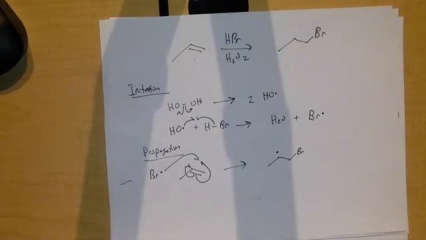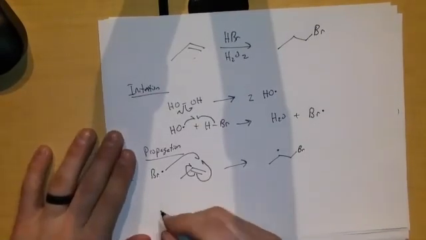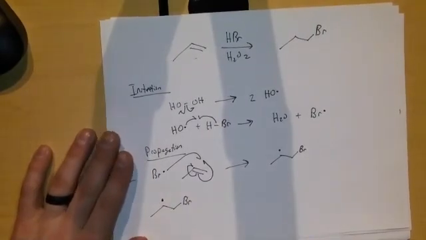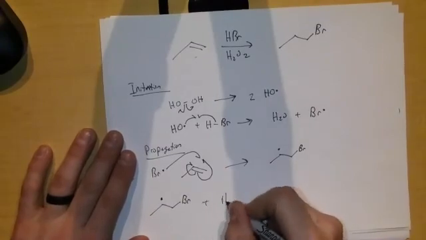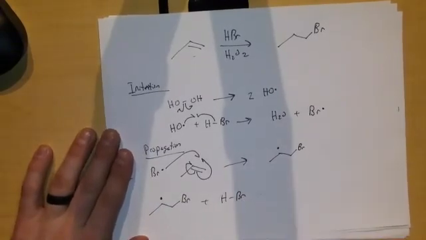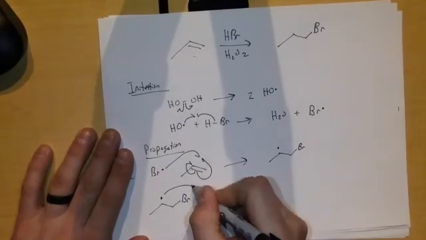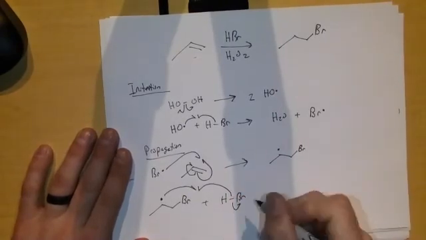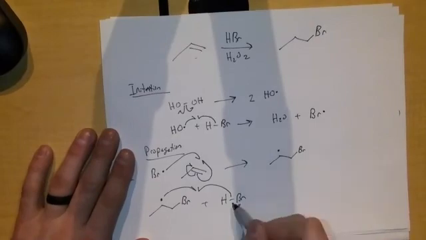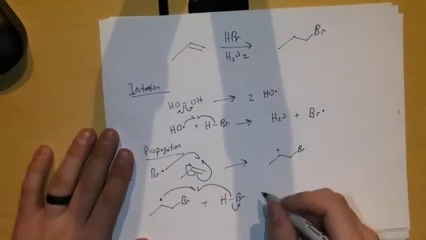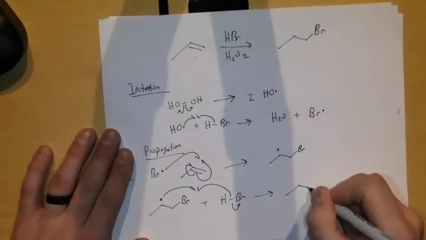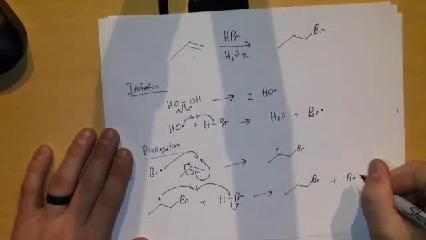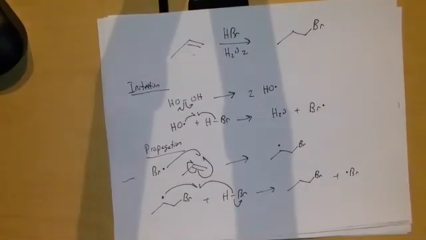From this point, this radical can react with another equivalent of HBr. So we'll pick up a hydrogen. Our other electron from this single bond here can go to our Br. We'll get our normal product plus Br radical.